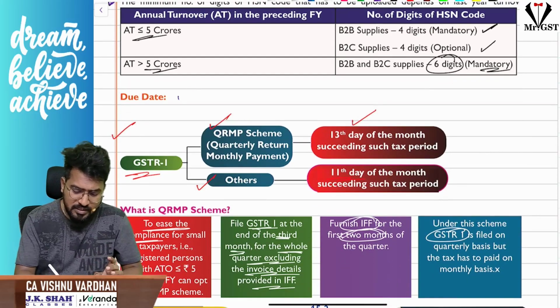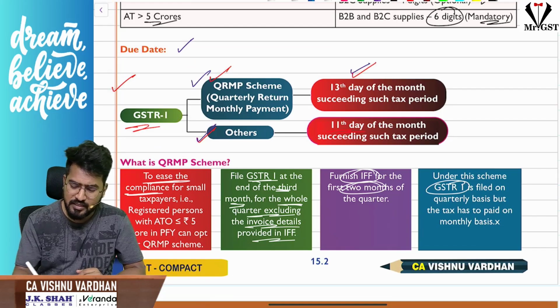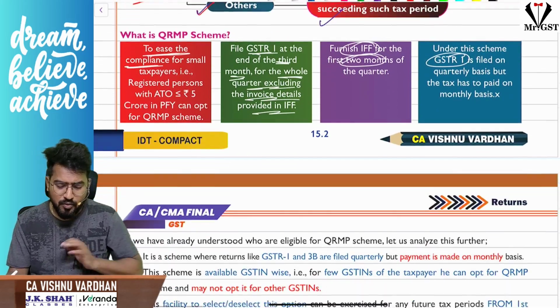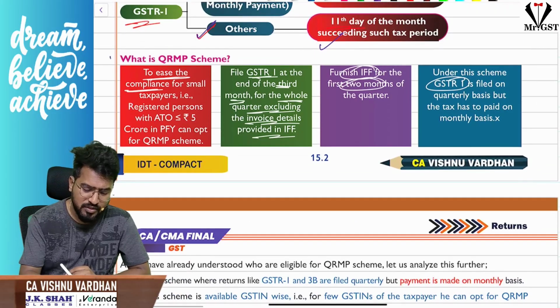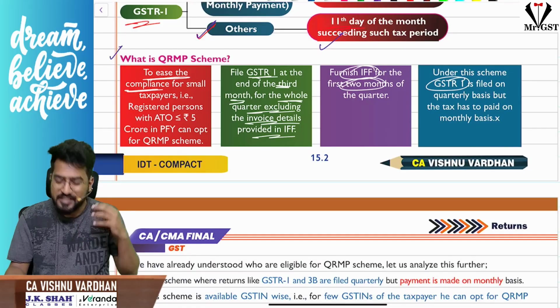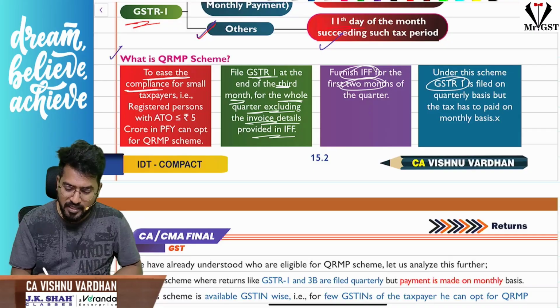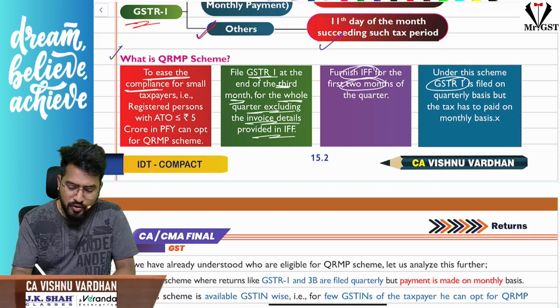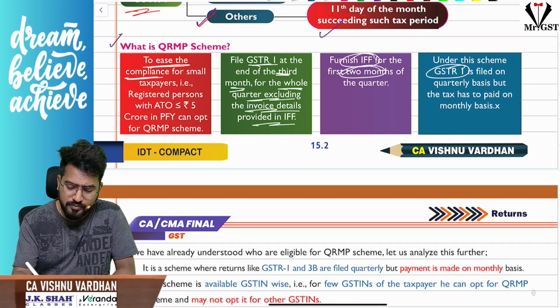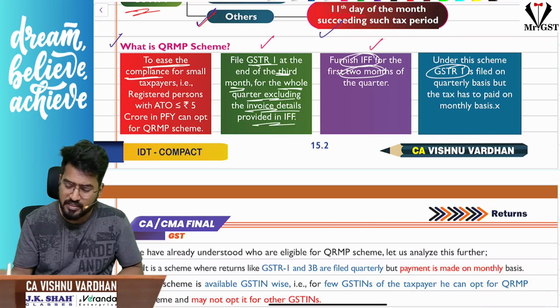Due date for GSTR1, as I already discussed: if it is QRMP scheme, it is 13th of the next month. In other cases, it is 11th of the next month. What is QRMP scheme? I already discussed this. This is to ease the compliance burden for people whose aggregate turnover is not exceeding 5 crores. QRMP scheme has been brought into picture, but they have complicated their life. Those details I have told you already. File GSTR1 at the end of the quarter, but for the first 2 months file IFF, and also for the first 2 months pay the taxes.